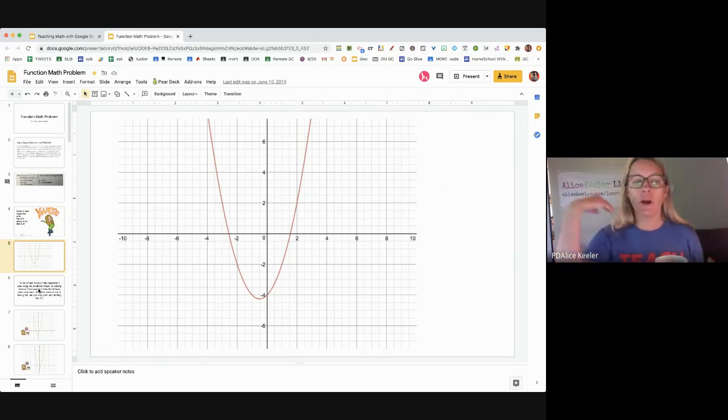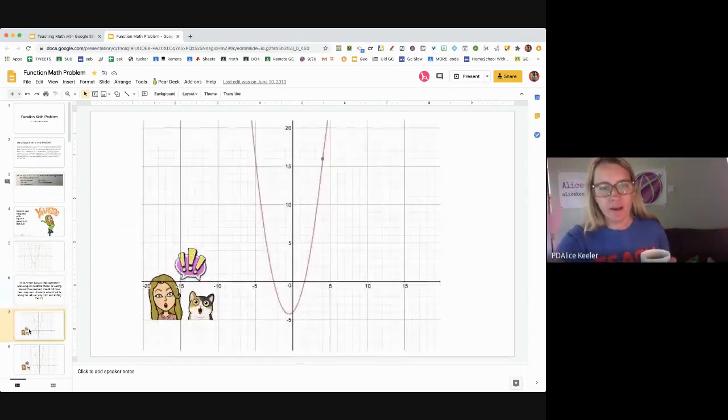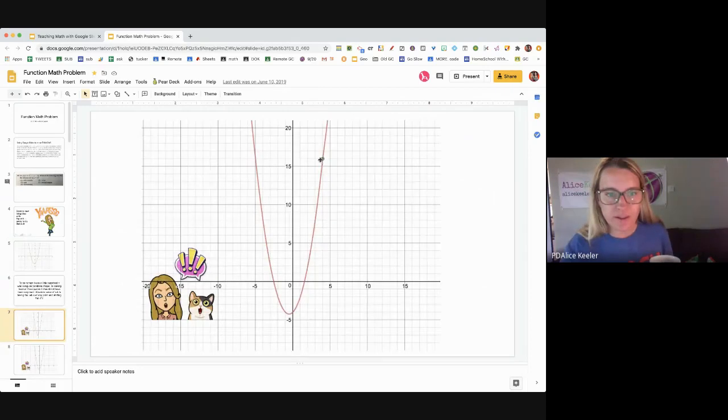And I want to put in here my feelings, right? To be honest, I was surprised. I thought it was a regular parabola. I want your strategy, your thinking, your feelings in there. And so then I go to the next one. I don't know if you can see this. I've got a little dot on here. So I was like, oh, well, that was surprising.